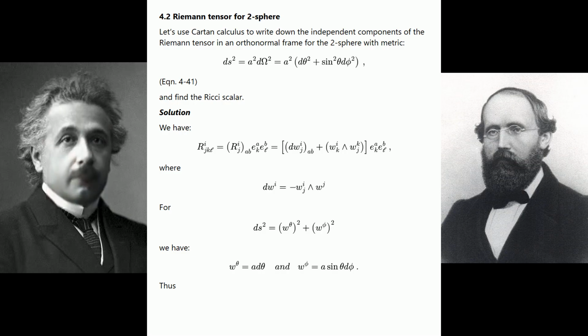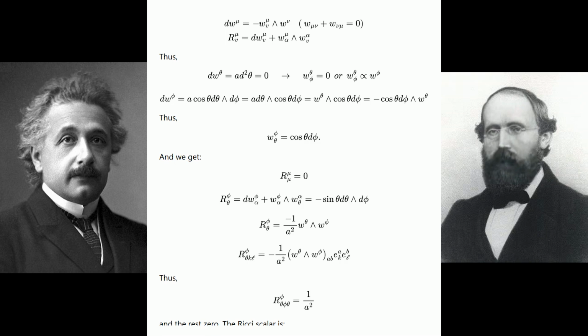For, see the equations, we have, see the following group of equations. Thus, see the equations. Thus, see the following group of equations. Thus, see the equations. And we get, see the following group of equations. Thus, see the equations. And the rest 0. The Ricci scalar is, see the following group of equations.